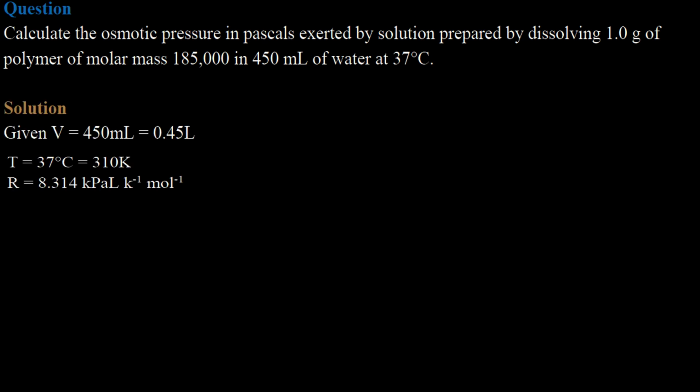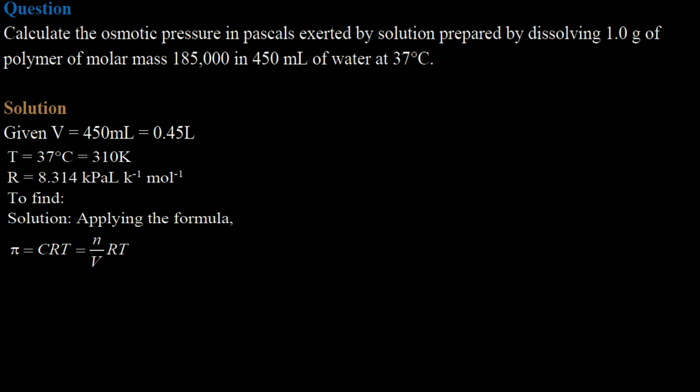Here the volume is given. Volume is 450 milliliter, converted into liter it is 0.45 liters. Temperature is given as 37 degrees Celsius. You have to convert it into Kelvin scale because pi is equal to CRT and that T is the temperature in Kelvin scale. So that is a must, it is 310 Kelvin. R is 8.314 kilopascal liter Kelvin raised to -1 mole raised to -1.